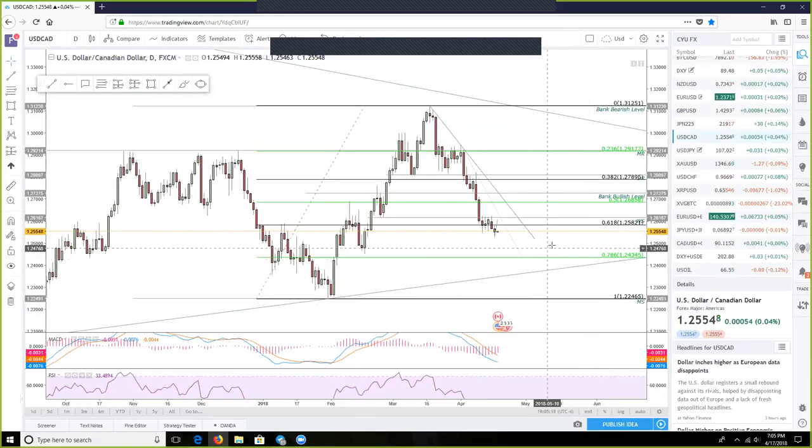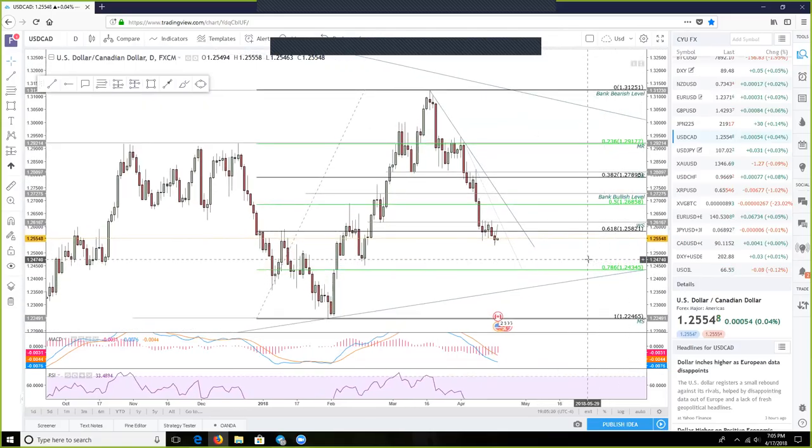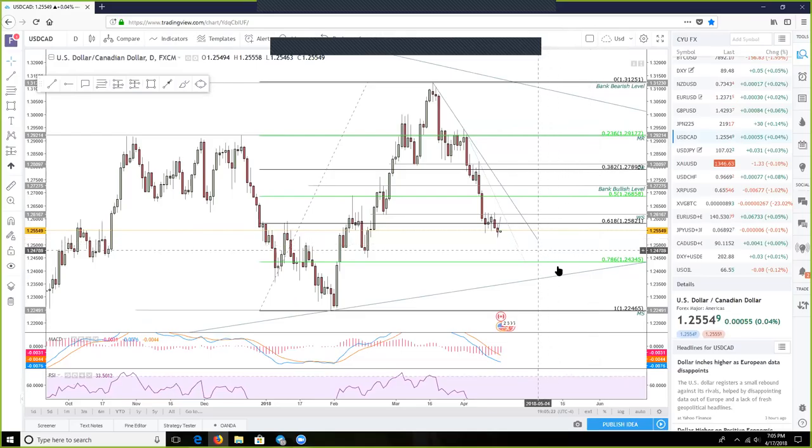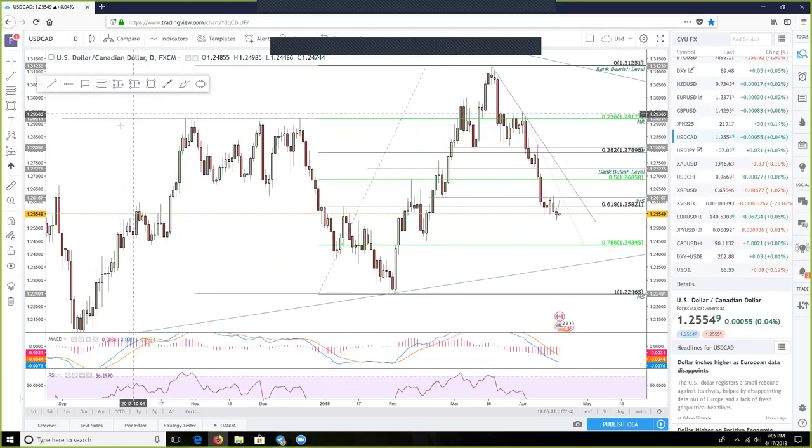Yeah, and it's honestly hard. But you have to continuously adapt. It's a mindset. Earlier last year, CAD was in a range and the euro was trending. Now you look at it, CAD's trending and euro's in a range.